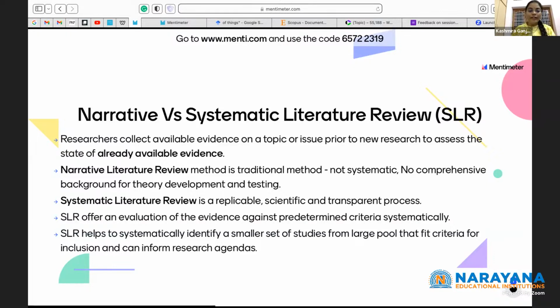So now let us see how to conduct a bibliometric analysis. This particular session will be taken over by my colleague Shravani. So I will stop here and Shravani will be sharing her screen and she will continue further.